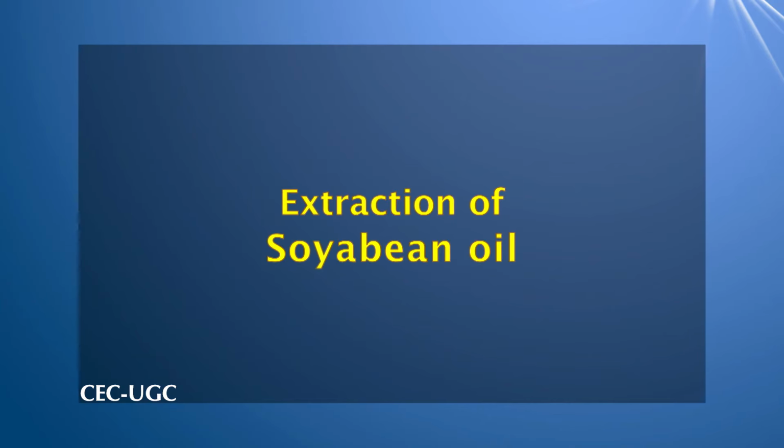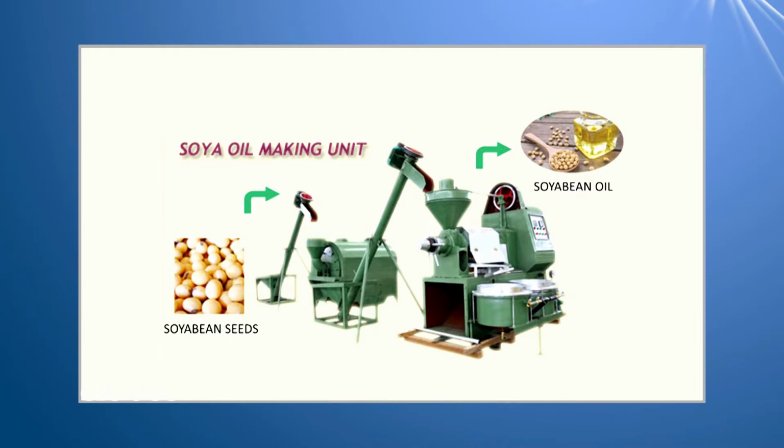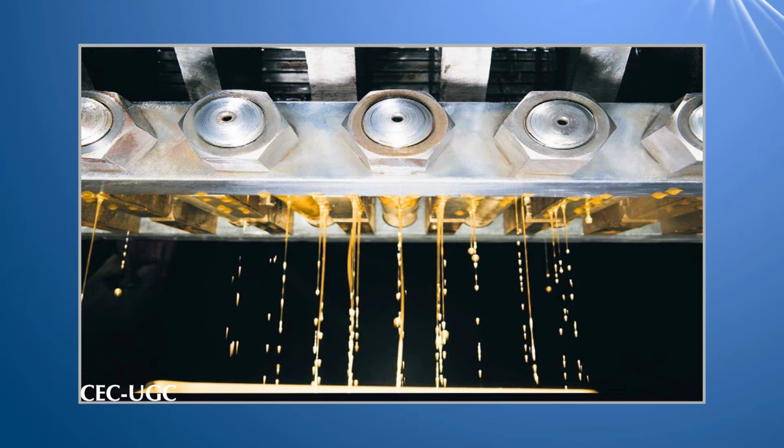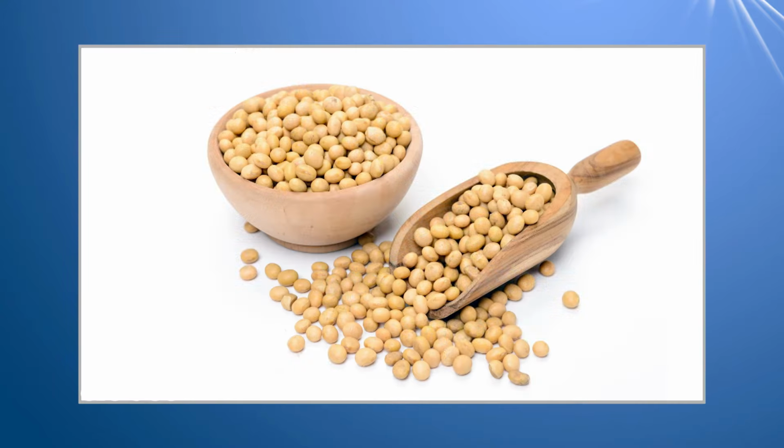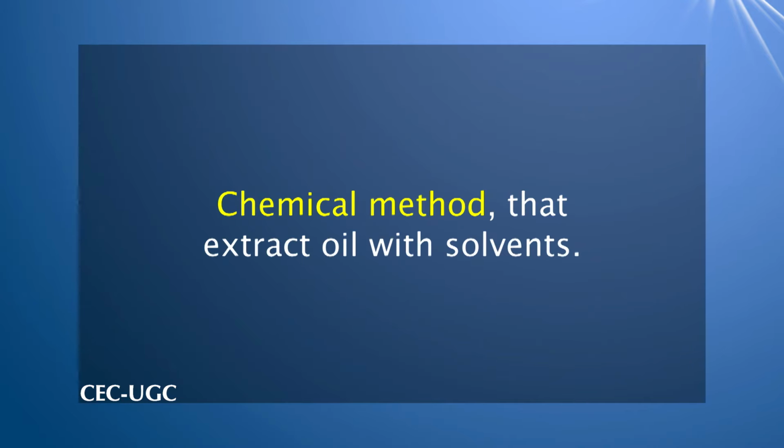Now, let us discuss extraction of soybean oil. Soybean oil is a vegetable oil extracted from the seeds of the soybean. It is one of the most widely consumed cooking oils. There are two methods of soybean oil production. One is the mechanical way, which is a traditional method that uses a screw press machine to squeeze oil out from seeds and kernels. The other way is the chemical method that extracts oil with solvents.